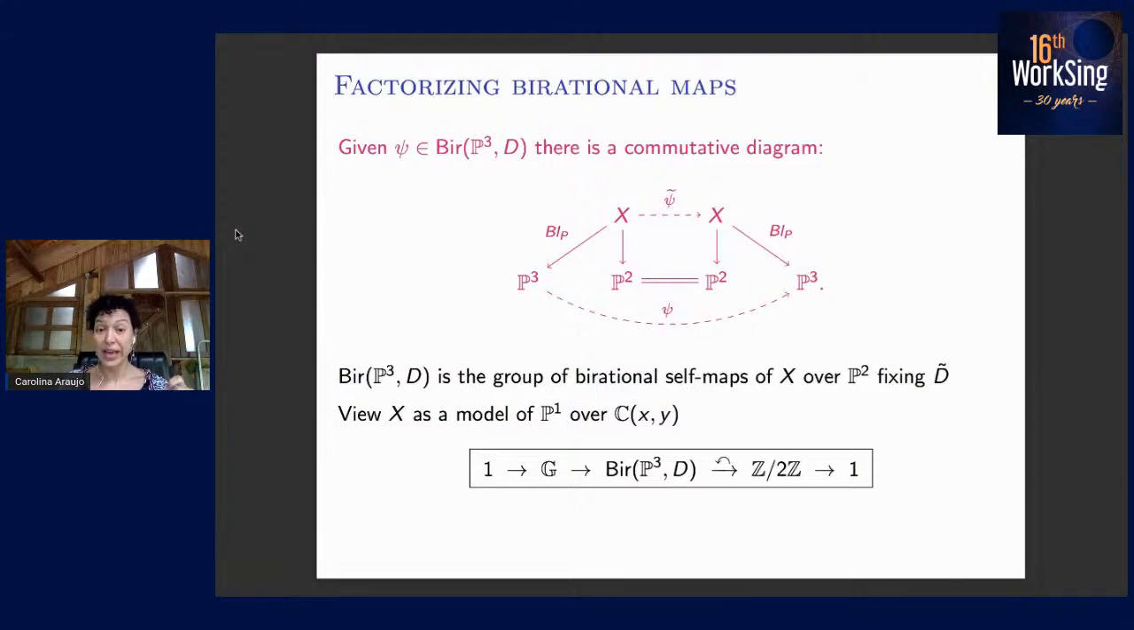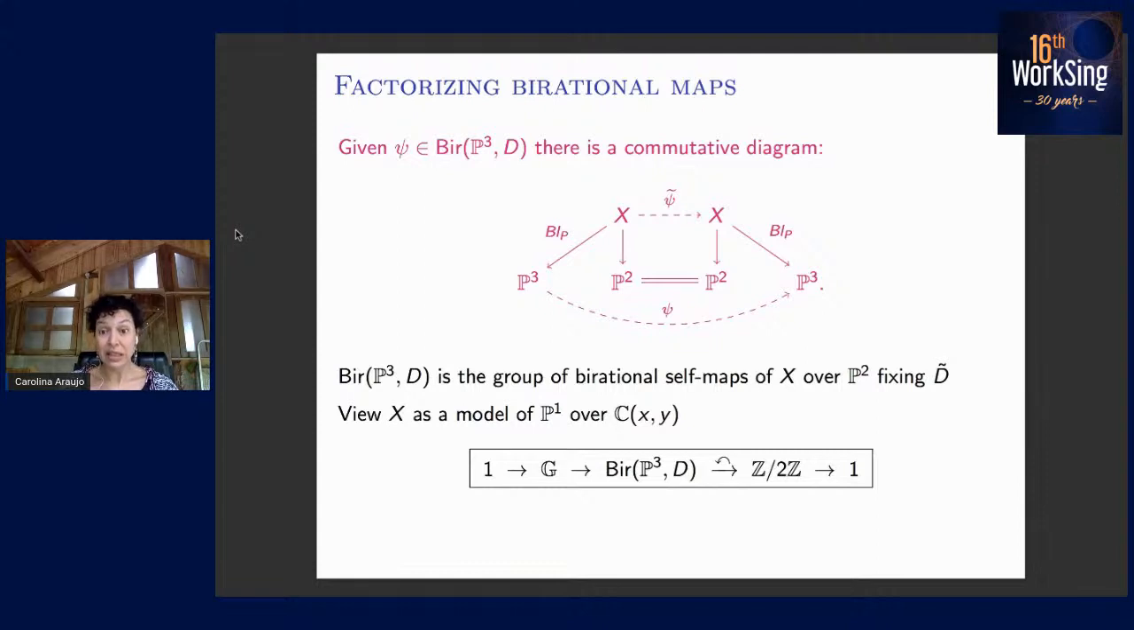So what we have is this exact sequence. Given a birational self-map, it fixes D tilde, and because D tilde maps 2-to-1 to P2, it either fixes D tilde pointwise, or it performs the involution corresponding to the 2-to-1 cover. And so this is the quotient onto the cyclic group of order 2. And let me also observe that the sequence splits, and the splitting is exactly given by that example that I explained to you in the beginning, that explicit non-trivial birational self-map is what makes this sequence split.